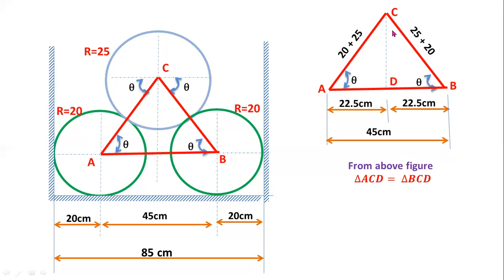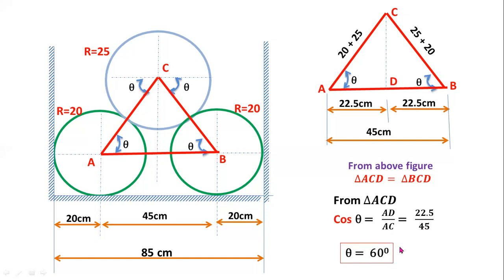So take any triangle for determining the value of theta. Here I consider this triangle ACD. From triangle ACD, this one is the adjacent side, this one is the hypotenuse. So cos theta equals adjacent side AD divided by hypotenuse AC. AD equals 22.5 and hypotenuse equals 45. From this equation, the angle theta equals 60 degrees. So the angle of inclination of the reaction forces R5 and R6 is theta, theta equal to 60 degrees.